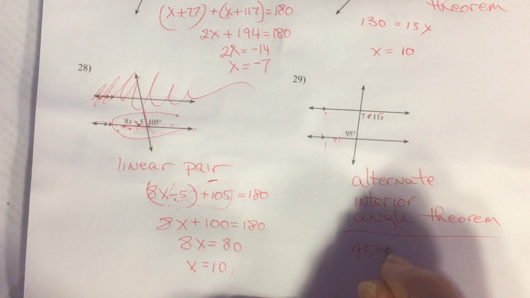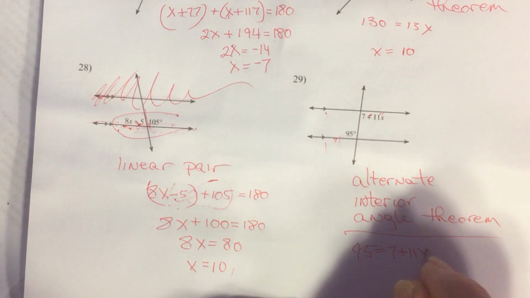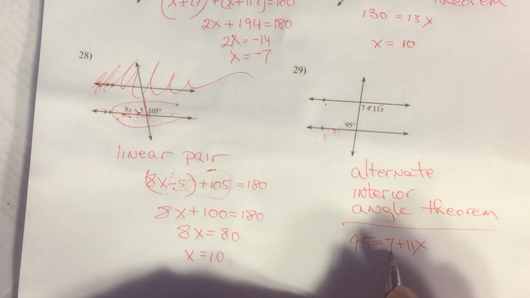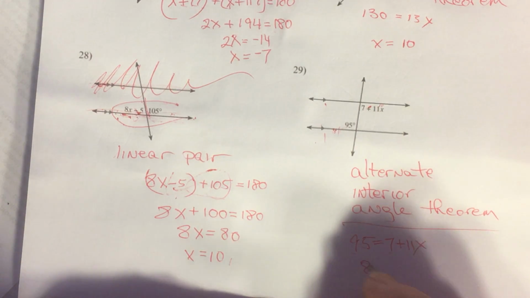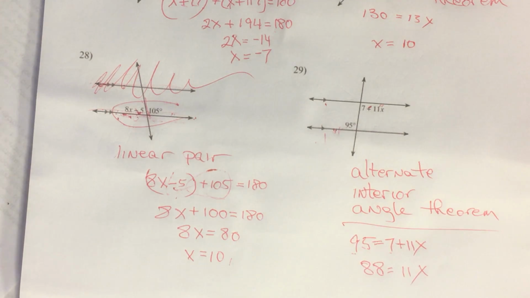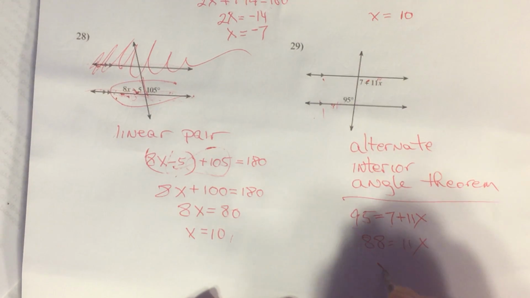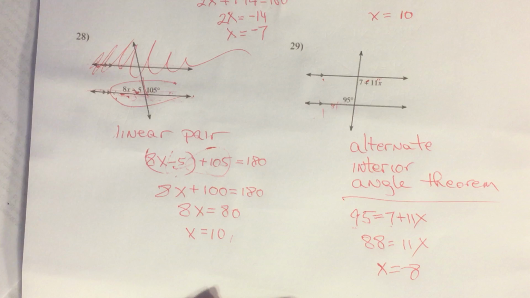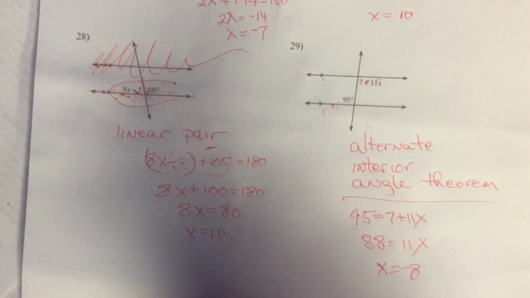95 is equal to 7 plus 11x. If I subtract 7 from 95, I get 88 is equal to 11x. x equals 8. There we go. All right.